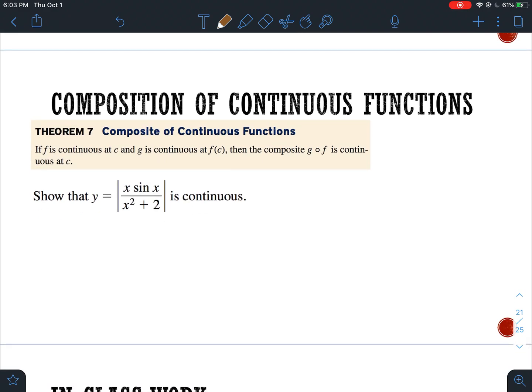The composition of continuous functions is also true. So if f of x is continuous like x squared, and g of x is also continuous like the square root of x, and then the composition of those functions, f of g of x and g of f of x, both of those functions would also be continuous. So the composition of two continuous functions is also continuous.